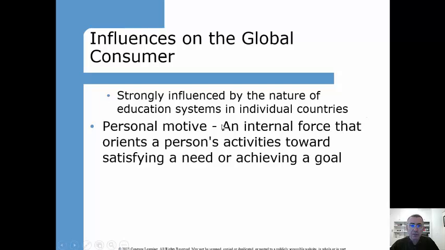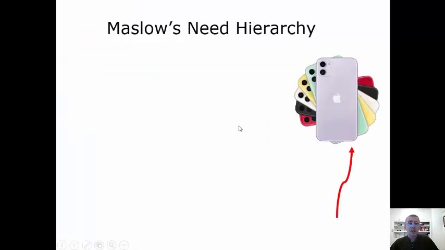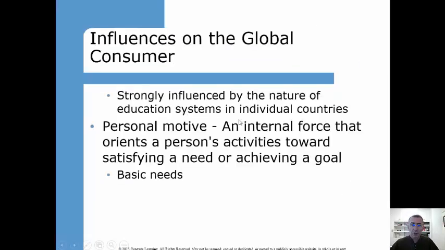The personal motive, an internal force that orients a person's activities towards satisfying a need or achieving a goal. For those of you who remember, this class is international marketing, and of course there's going to be a product offering that's going to satisfy a need or a want, right? Sometimes the same product can meet one or the other depending on your target market. So your basic need is one of the ones that you can go after.